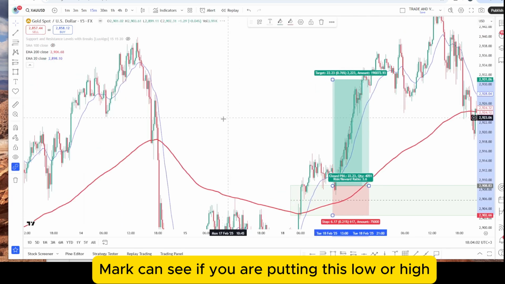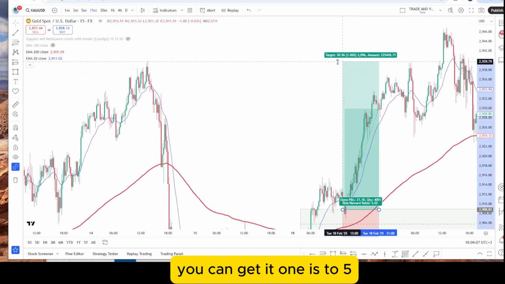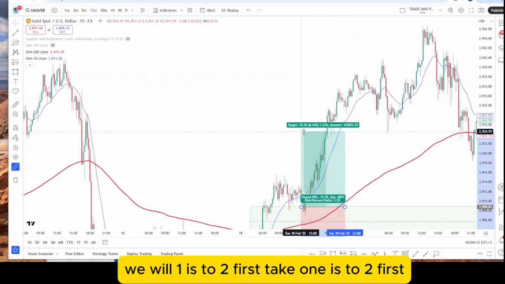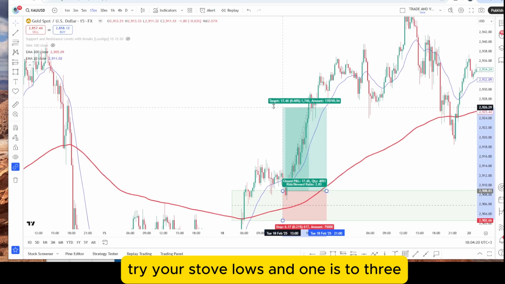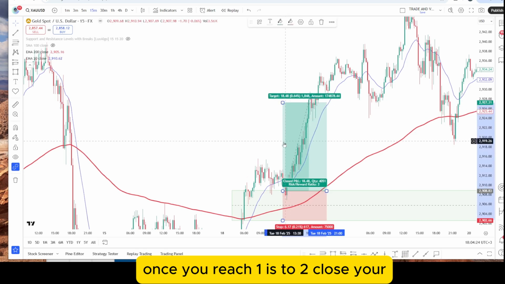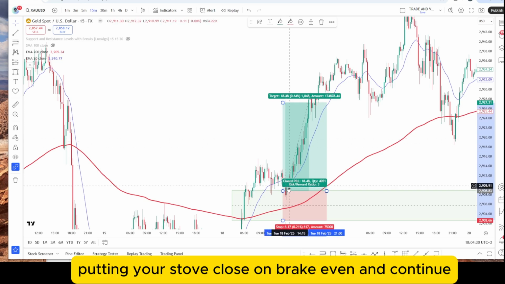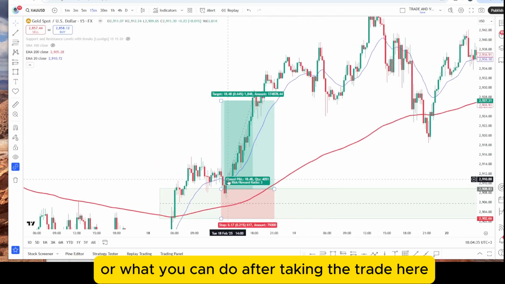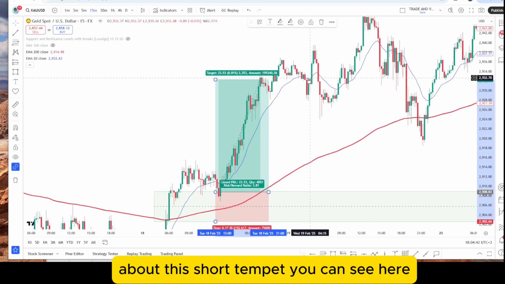You can see if you are putting this low or high, you can get 1 is to 5, but I will not suggest 1 is to 5. We will take 1 is to 2 first, then after that trail your stop loss until 1 is to 3. Once you reach 1 is to 2, close your partial and trail the balance, putting your stop loss on break even and continue. Or, after taking the trade here, you can close the trade once any candle closes above this short term period.